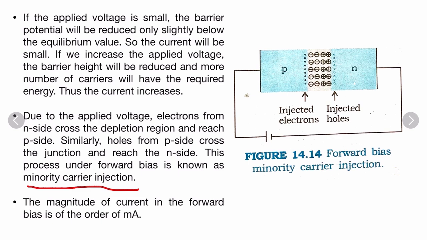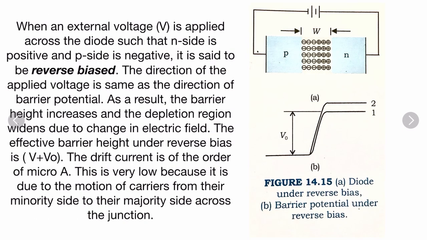Now, the magnitude of current in forward bias is of the order of milliamps. This is another point to be noted. Whereas in reverse bias it will be microamps. Now let's go for reverse bias. So here you can clearly see this is our plus and minus. Now here you have plus and minus, that is the direction of the barrier potential, and the applied voltage plus and minus are both in the same direction.